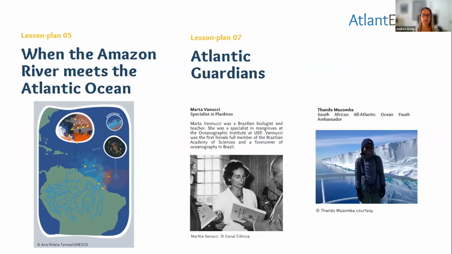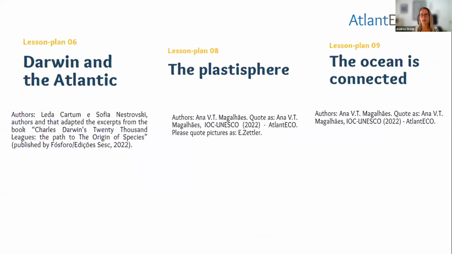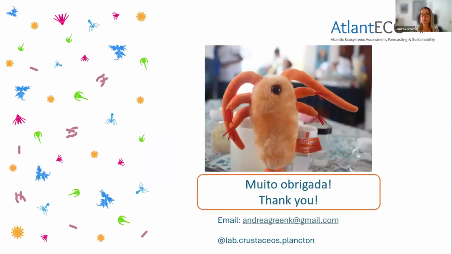And lesson plan 5, when the Amazon River meets the Atlantic Ocean, this is for them to understand the impact of river discharges at the Atlantic Ocean. Lesson plan 7, Atlantic Guardians, that shows the importance of women in marine science history, and also the importance of the young generation that are acting towards the ocean protection. And also at the toolkit, we have these 3 other lesson plans created by Ana Vitória, and that end up in a beautiful way. So this is what I would like to show you.